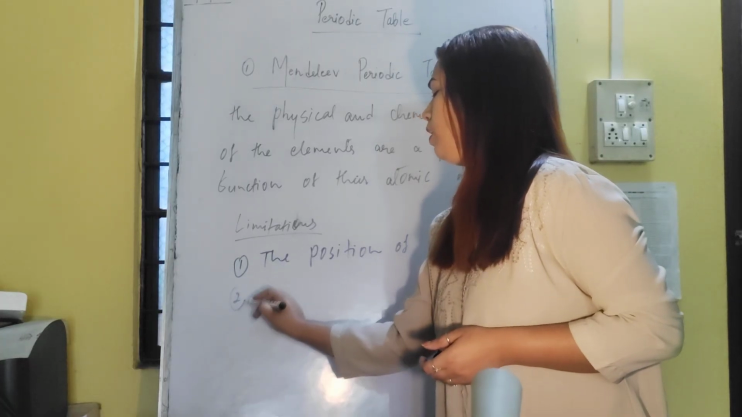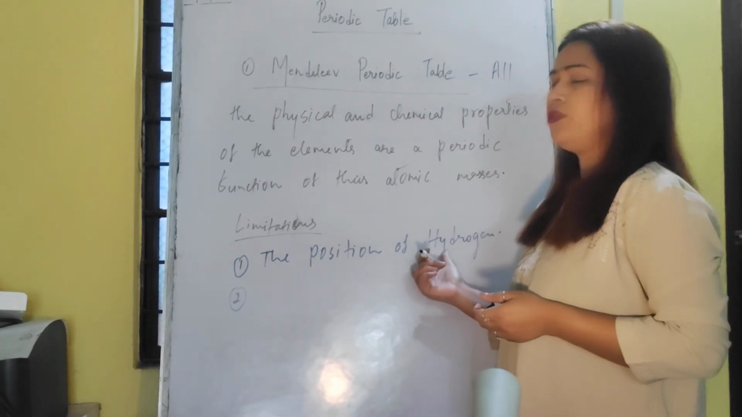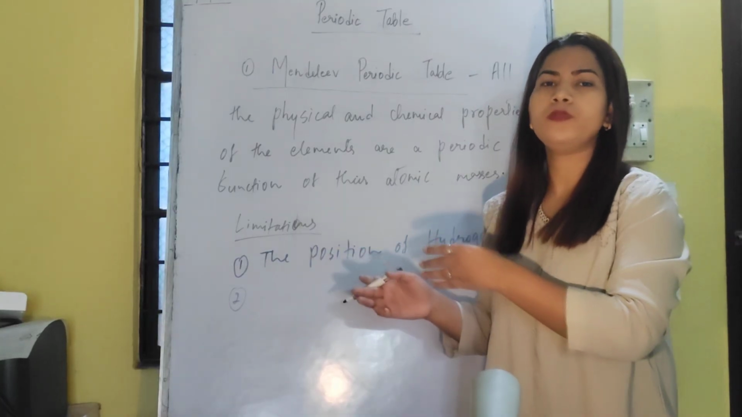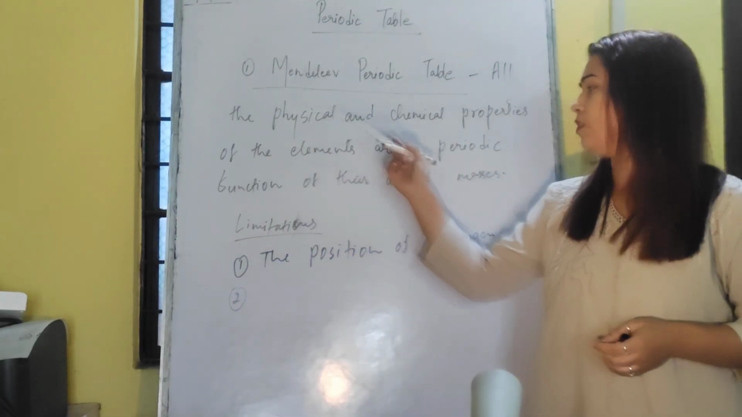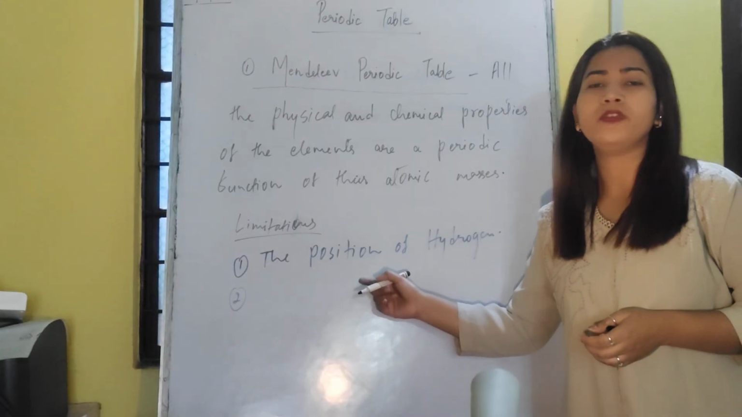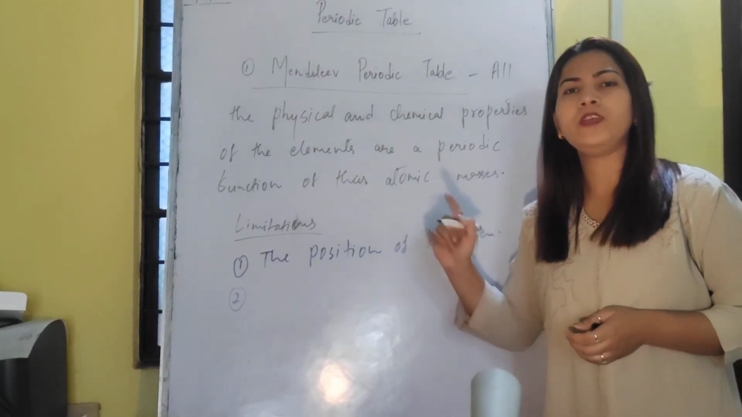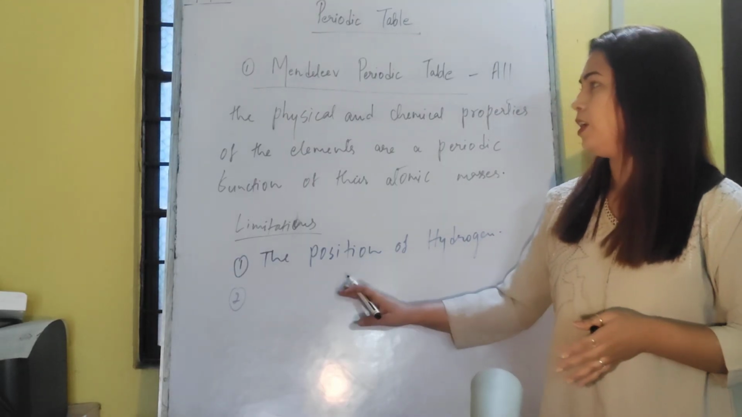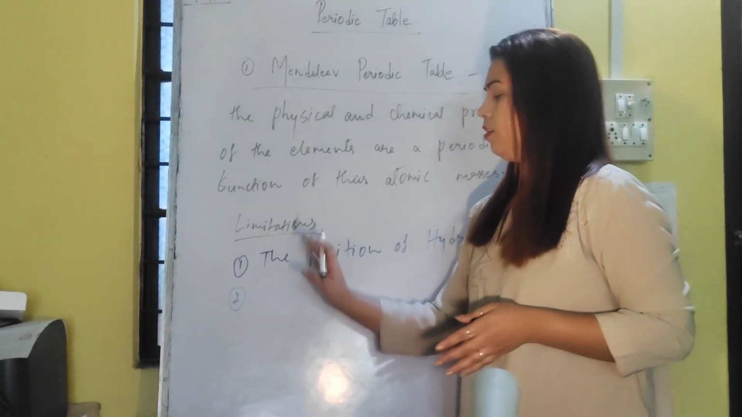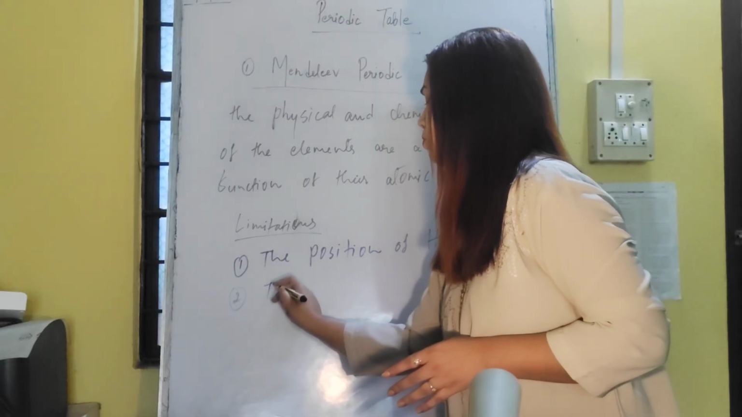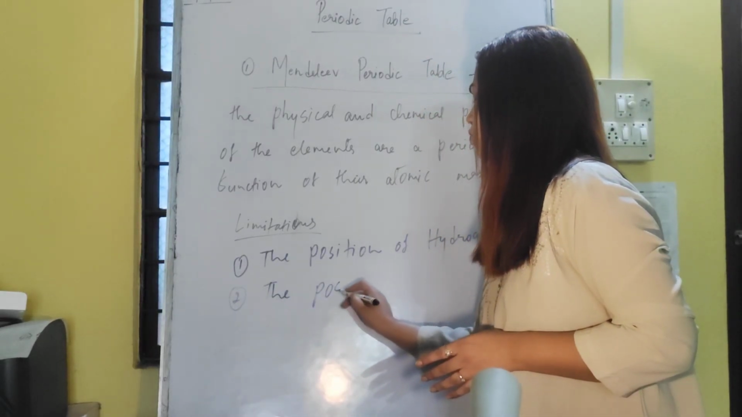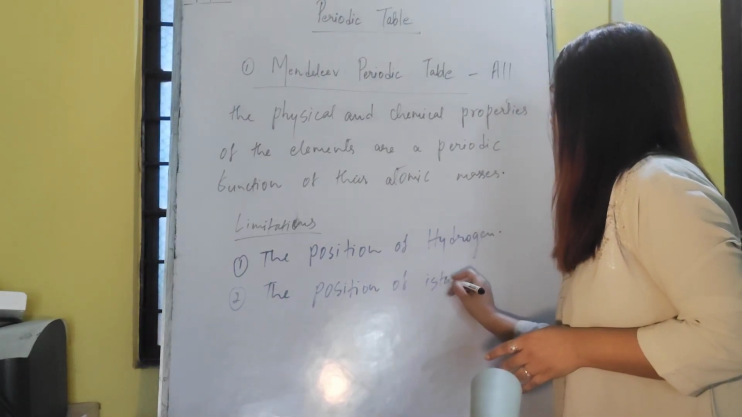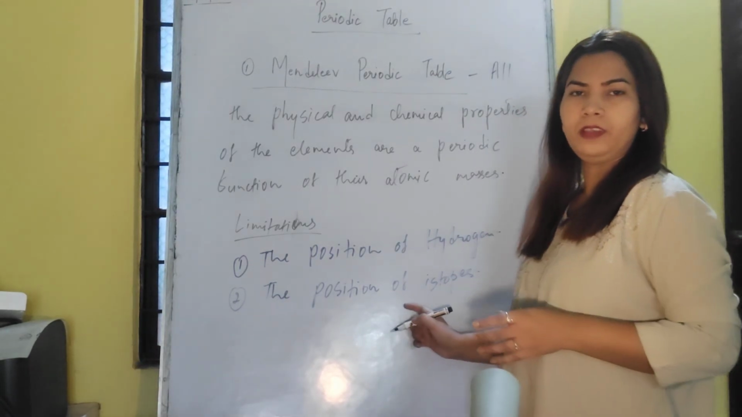And the second one is, as we all know, hydrogen has three isotopes, that is protium, deuterium and tritium. So the position of isotopes was also not given. As this table was based on atomic masses, all the three isotopes of hydrogen have different atomic masses, so there must be a separate place given to them in the periodic table. But in his periodic table, the position of isotopes was not given. This was the second limitation.